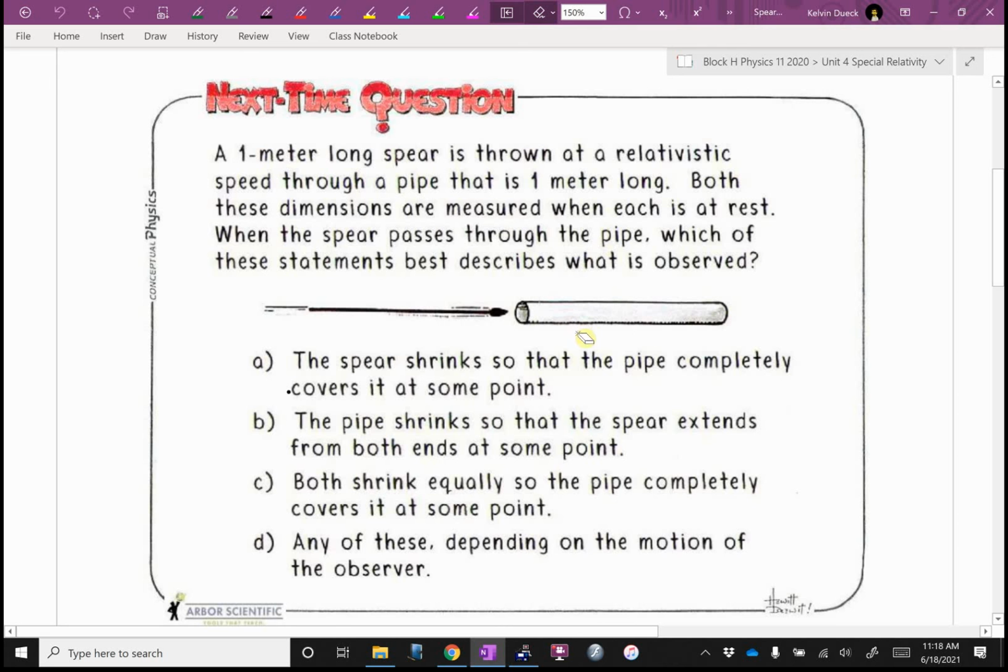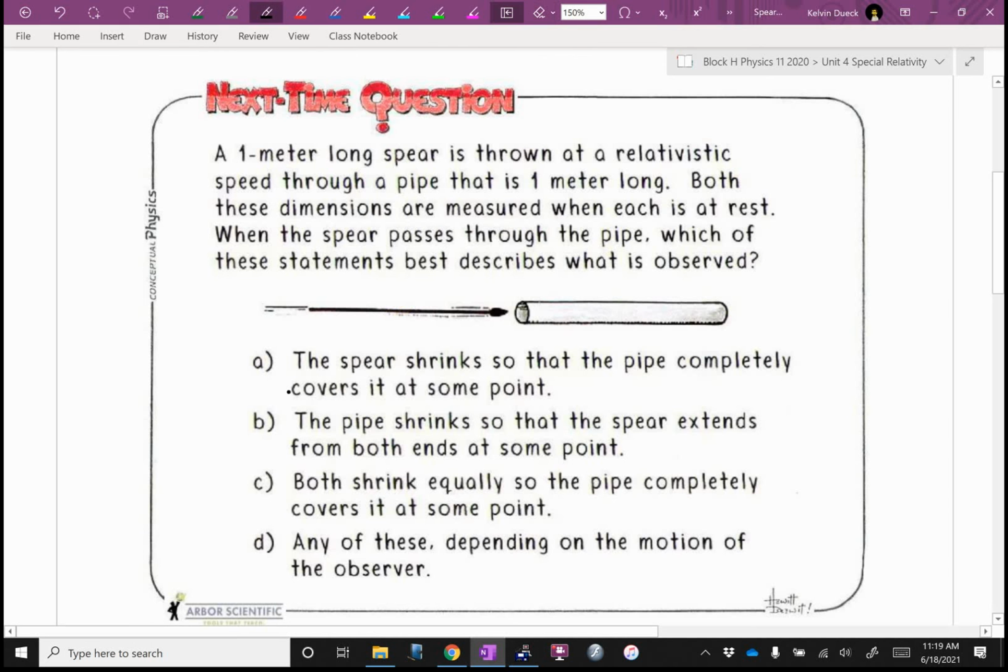If you were sitting on the pipe and you had Superman eyes, since you're at rest relative to the pipe, you'll see the pipe 1 meter long. You'll see the spear shorter. You would see the spear inside with room to spare. If you were sitting on a spaceship zipping by, or sitting on the spear, as far as you're concerned, the spear isn't moving. The pipe is moving towards you. And so you would see the pipe really short, and the spear sticking out on either end at the same time.